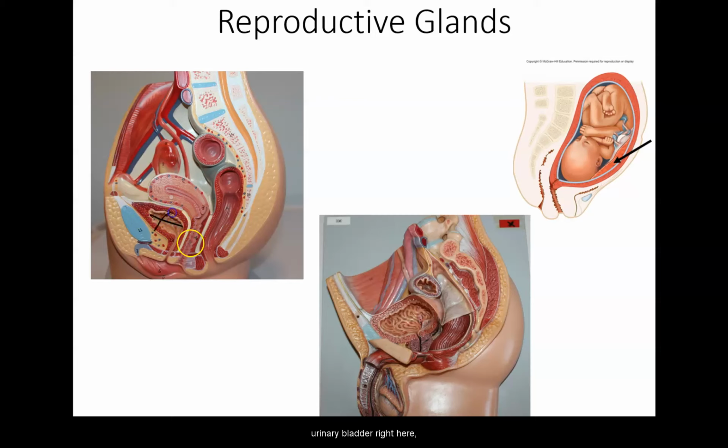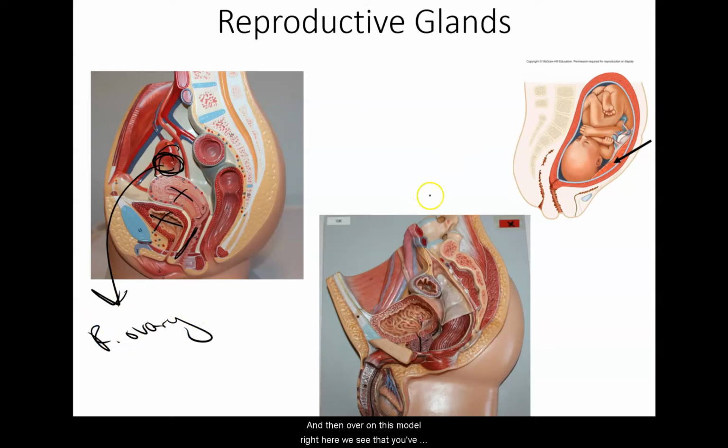If we look at our reproductive glands, up here we have a model that shows a urinary bladder right here, a vaginal canal, the uterus, a fallopian tube, and then kind of tucked right at the end of that fallopian tube right there, that is going to be this individual's right ovary.